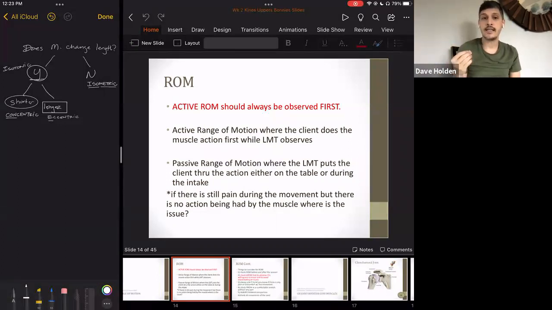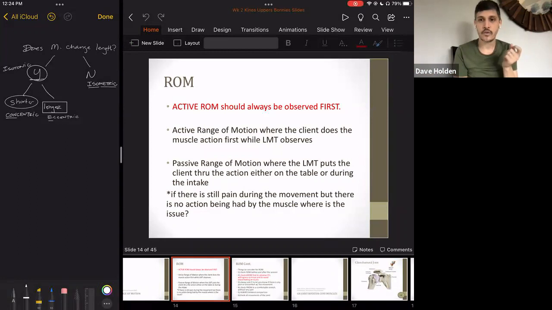Range of motion is always going to be observed active first. What active range of motion means is the client does the movement by themselves. So I stand to one side, they stand apart from me, and I say to them, raise your arm like this. And the client raises their arm like this. And then I see what they are capable of doing.